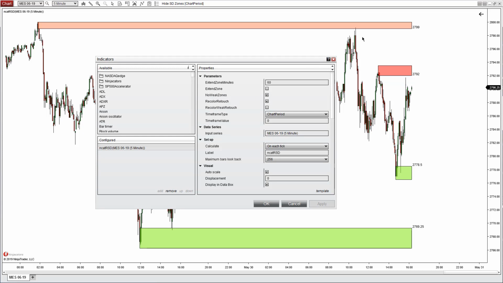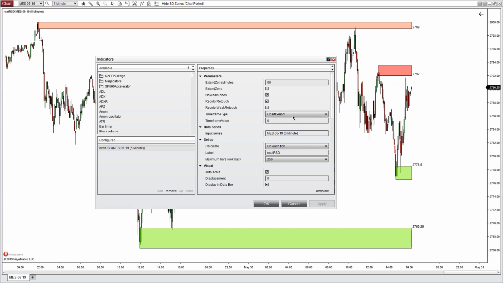Recolor on retouch. If you want these zones to recolor when they get retouched, as you can see here or along the bottom, make sure this is checked. By default it is. The recolor weak retouch: if you have the weak zones enabled and you want those to get recolored on retouch, you can leave this checked as well, or go ahead and check it.